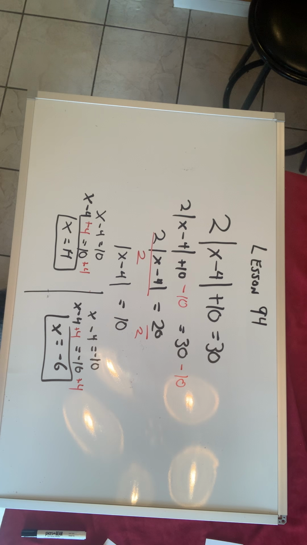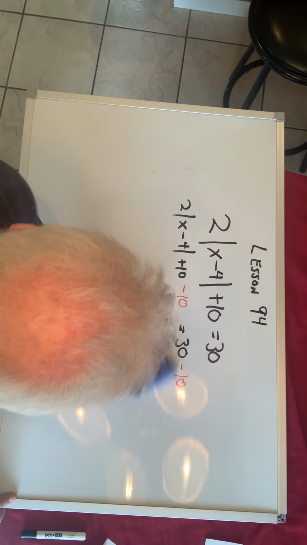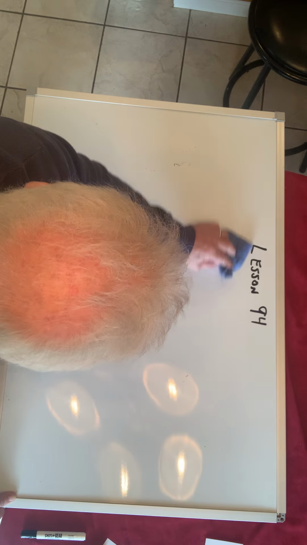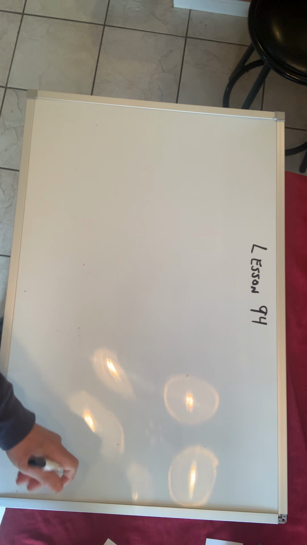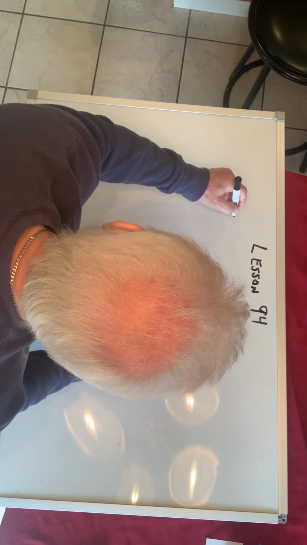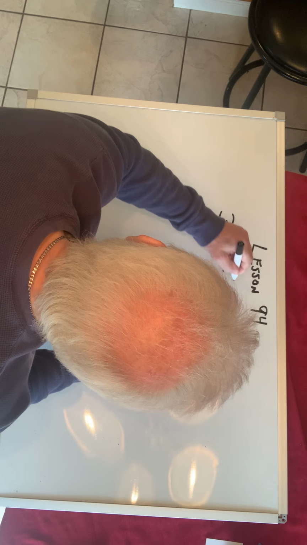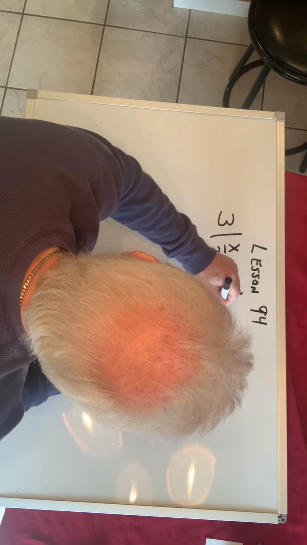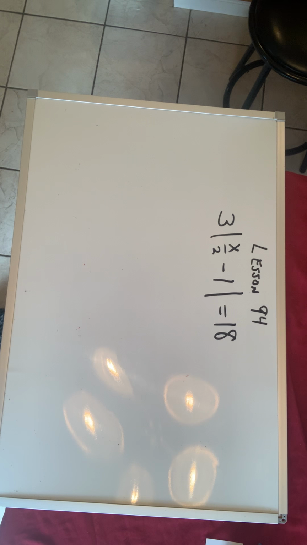All right, I got one more for you. This isn't really that tough. You should like this one. All right, last one here. We've got 3 times the absolute value of x over 2 minus 1 equals 18. Okay, so stop the video. Go ahead and solve that one, and let's see if you can get that one right.